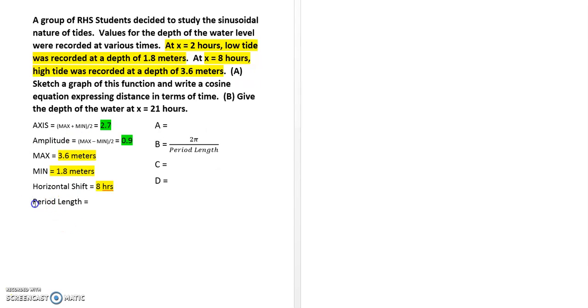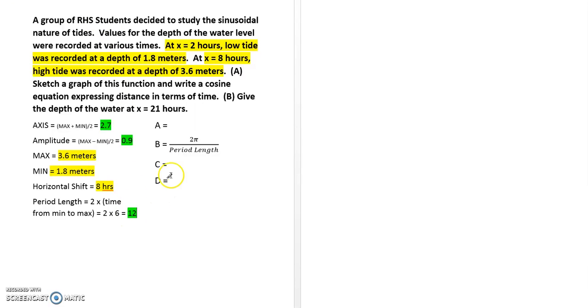The last thing that we need to find is our period length. Our period length is 2 times the time from minimum to maximum. Well, the time from minimum to maximum is 6 hours. 1.8 meters was our minimum, and that happened at 2. And then at 8 was our maximum. So 2 away from 8 is 6. So our period length is 12.